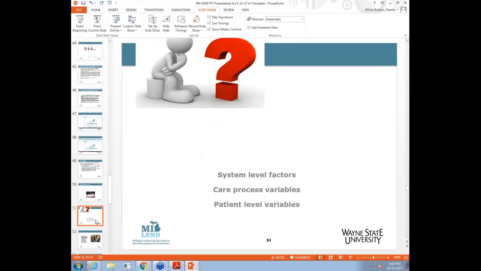So when we think about the issue of disparities in health and health care and social determinants of health, I mentioned that we can look at that at various levels, system level factors, care process variables, and patient level factors. And just as we can conceptualize that problem at various levels, we also have the ability to address these inequities by tackling them at these very same levels, because there is something that we can do about this.